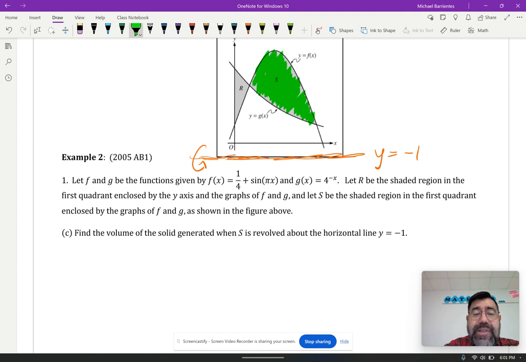And so my first question is, is this going to be a setup that involves x's or y's? Well, since my axis of revolution is horizontal, it's going to be a setup that's in terms of x. When I draw my rectangle, here's my representative rectangle, right? So this is my slice. My slice is perpendicular to the x axis, but that's shifted down. And so we know that it's going to be in terms of x, number one.